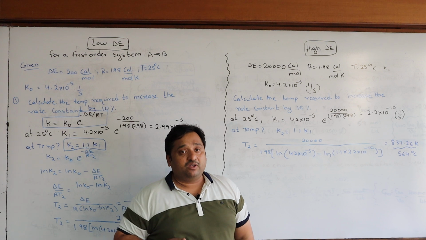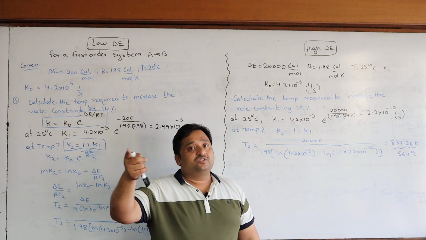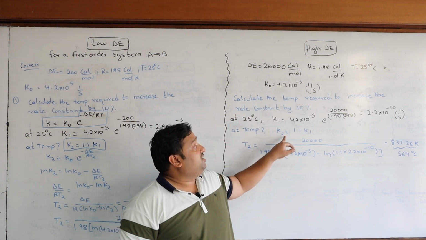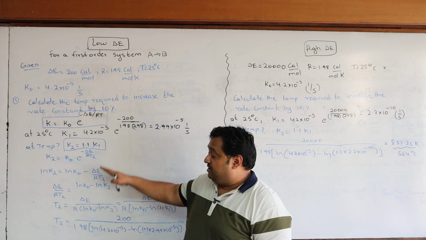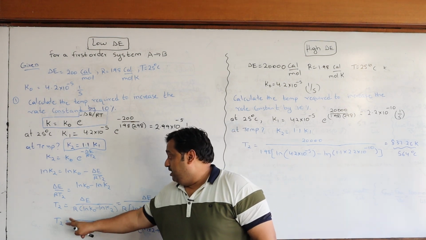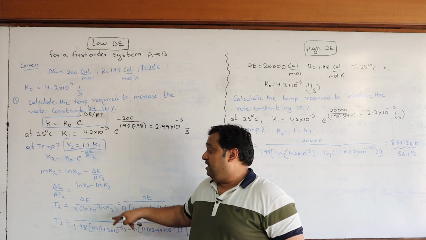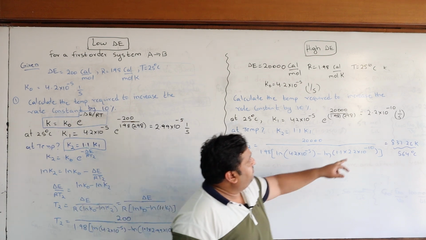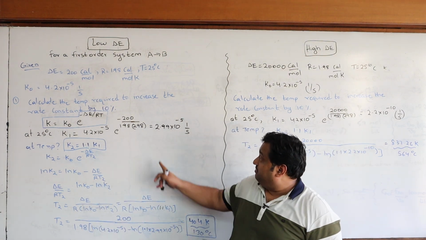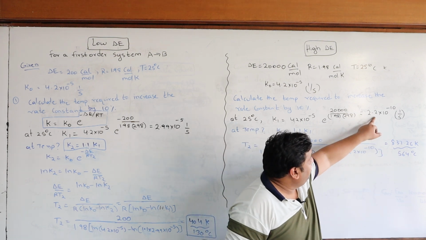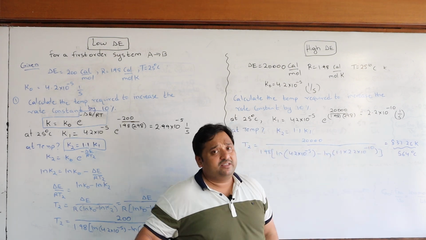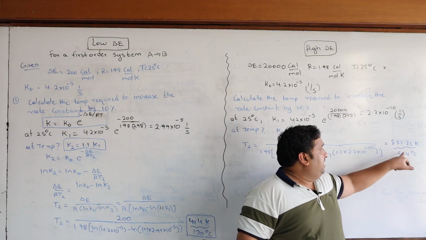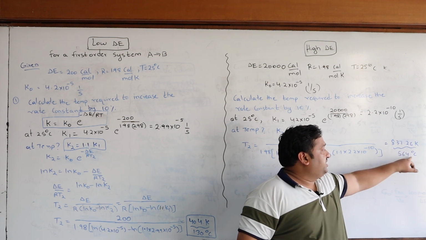Our job is to find out at what temperature I can increase my rate constant by 10%. Similarly, K2, my new rate constant, is equal to 1.1 times K1. The formula remains the same, and you substitute each and everything. Now K1 will be changing: here the value of K1 is this one, and there the value of K1 is that one. K0 remains the same because it is a pre-exponential constant. So finally, the temperature you get is 837.2 Kelvin, that is 564 degrees centigrade.